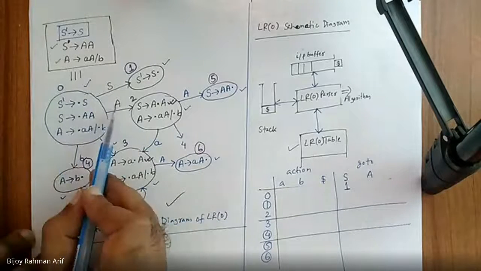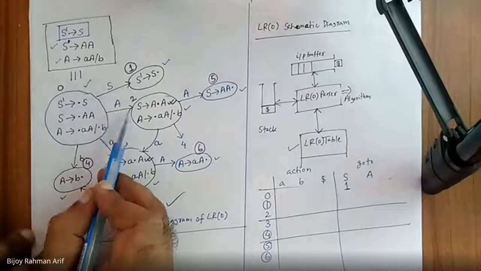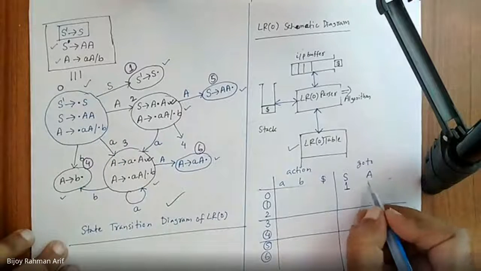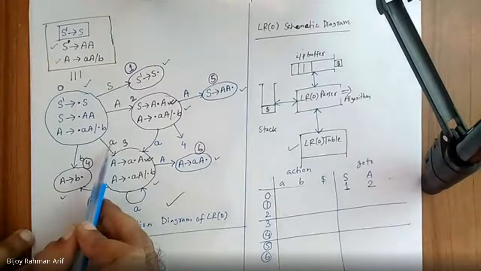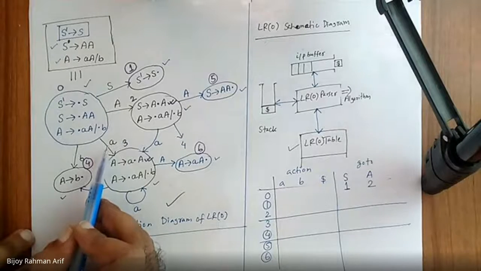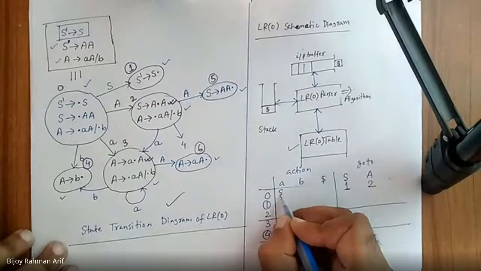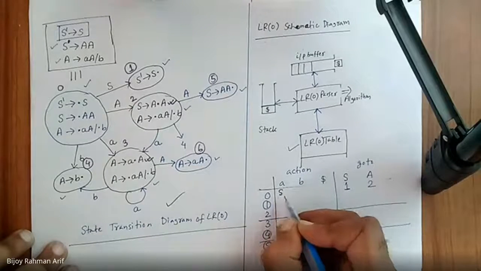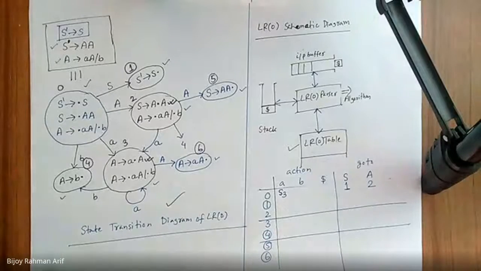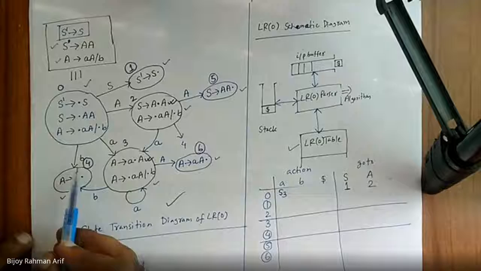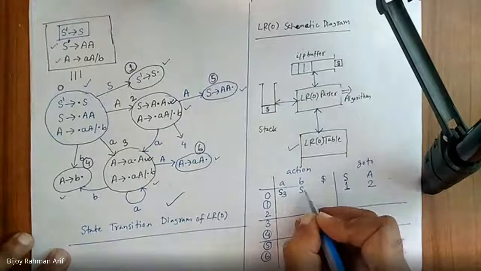And 0 seeing A, again it is a non-terminal. So which state is it going to? We are going to write number 2. But the small a is a terminal, and it is going to state number 3. So in this case, we are going to write S, which means shifting is happening, and we are going to state number 3. And B, where are we going? It is also a terminal. We are going to shift to state number S4.